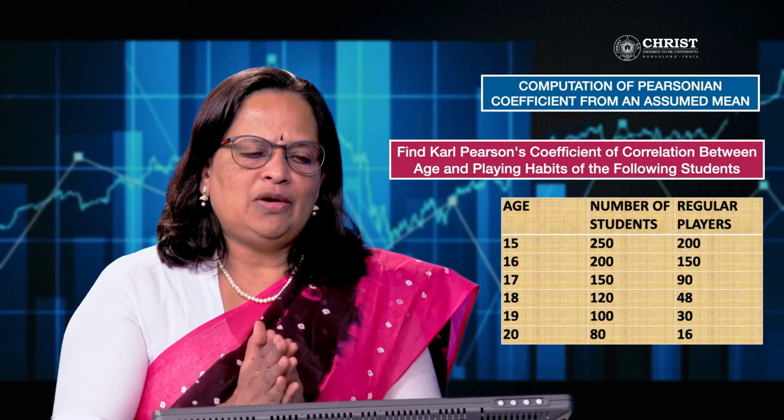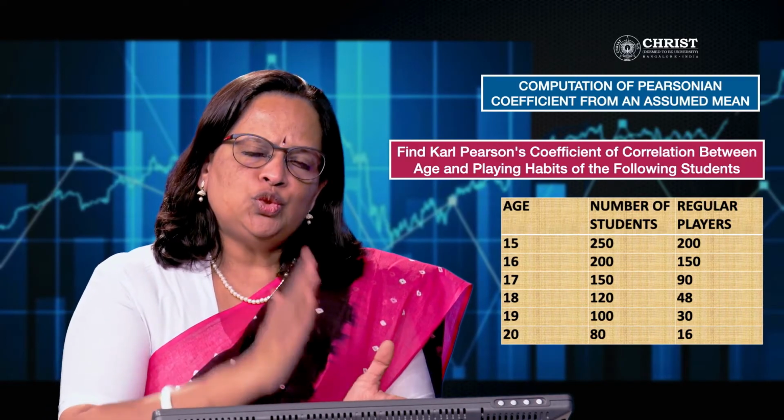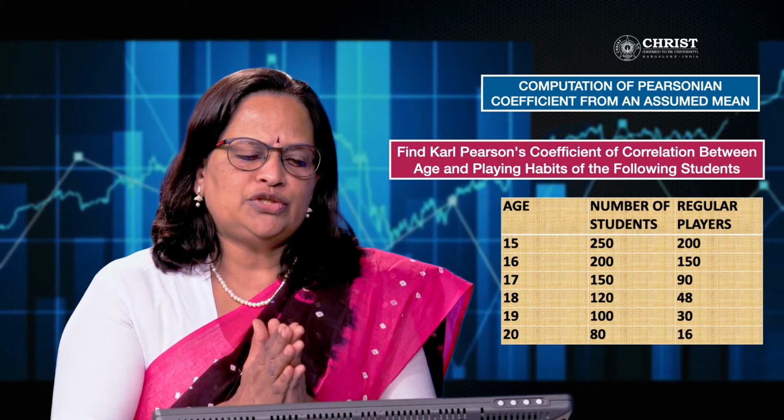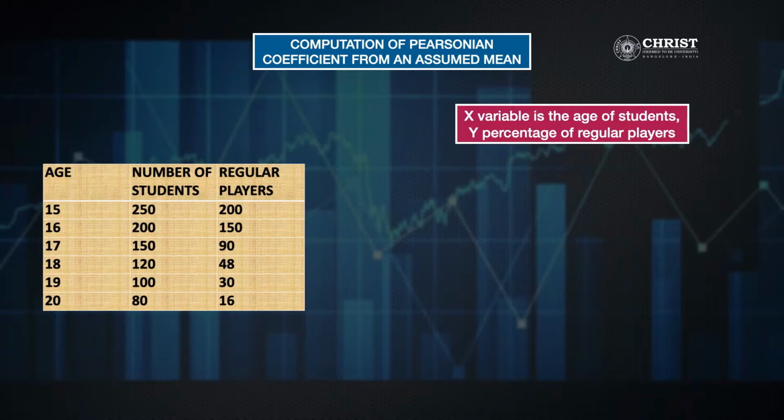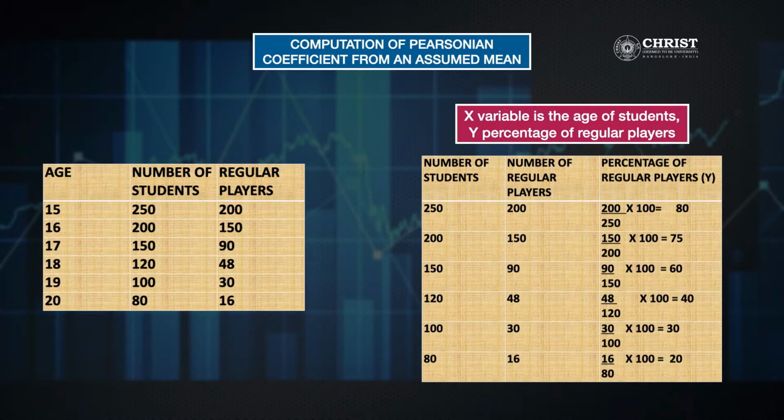So how do we have to calculate that? What you want to compute, the two variables, are not directly defined in the question. You have to calculate that. The x variable is the age of students. It's there in the question, 15 to 20. Whereas number of students and number of regular players are given. The y series is the percentage of regular players. So you have to calculate the value for the y series. The first value, if you take 200 divided by 250 into 100, that is 80% regular players. The second value will be 75, then 60, 40, 30 and 20.